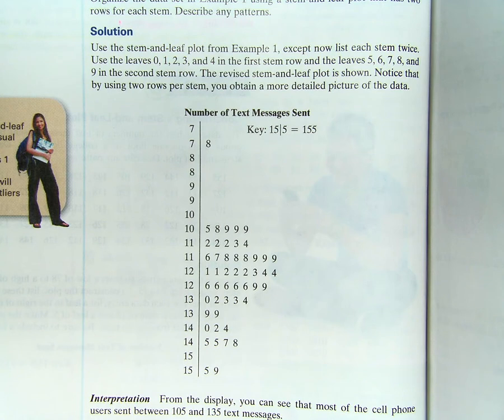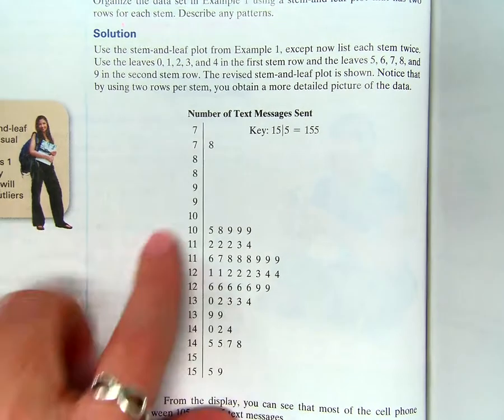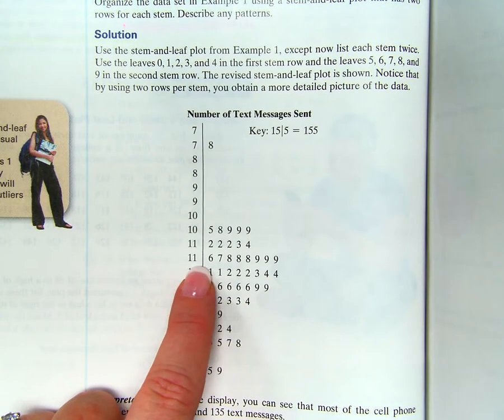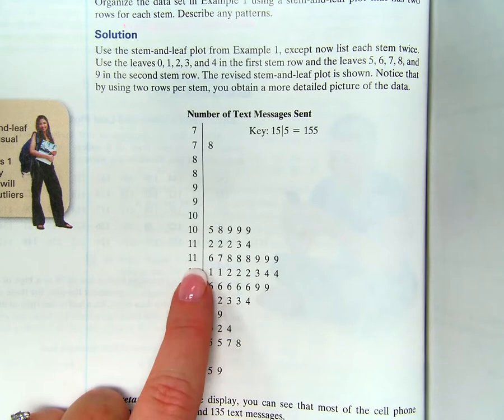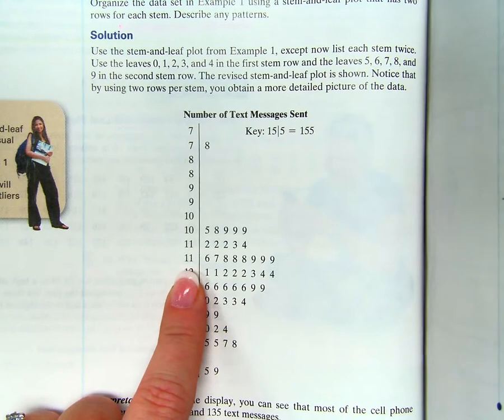They all repeat, right? There's 2 7s, 2 8s, 2 9s, and so on. I can't really tell what's going on up here, but if you look down here, look at this. Look at that 11 and then look at that 11. What did they do with the leaves? They separated them, didn't they?